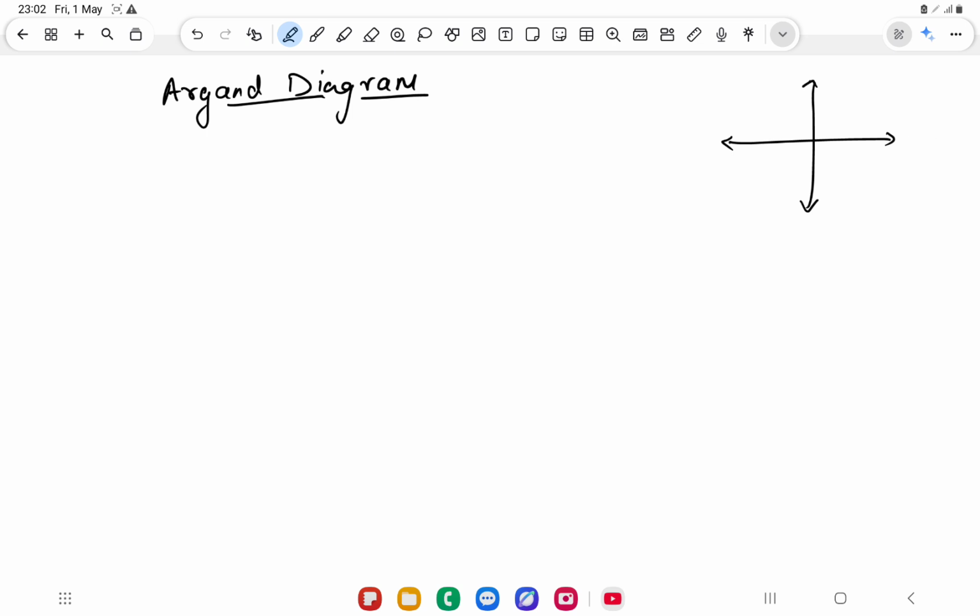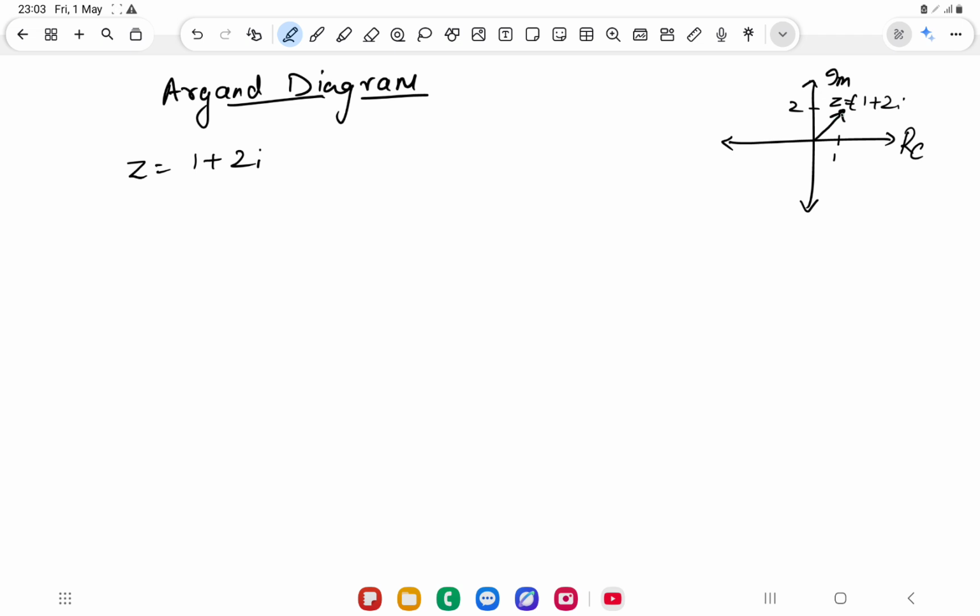Here also we can plot complex numbers. Now the x-axis will act as the real axis, whereas the y-axis will act as the imaginary axis. So we can actually plot complex numbers on a diagram that is known as the Argand diagram. So if I take a number as 1 plus 2i, I can draw it by putting 1 on real and 2 on imaginary. So I can say that this z is equal to 1 plus 2i. So this is how we can draw.